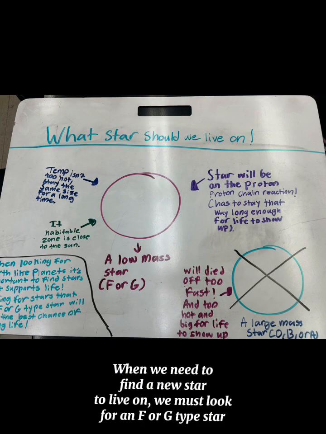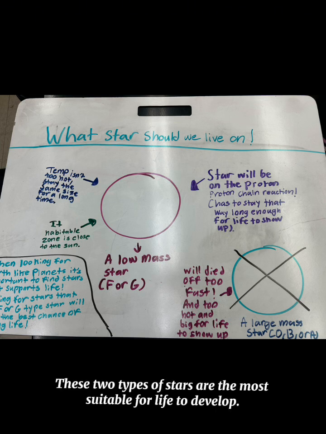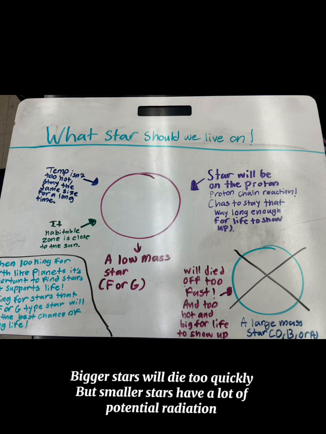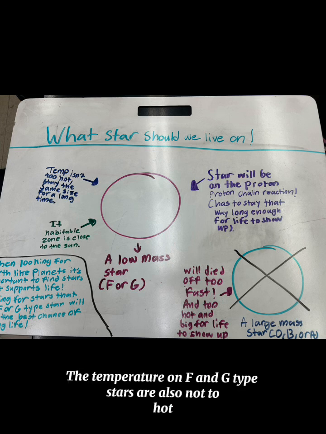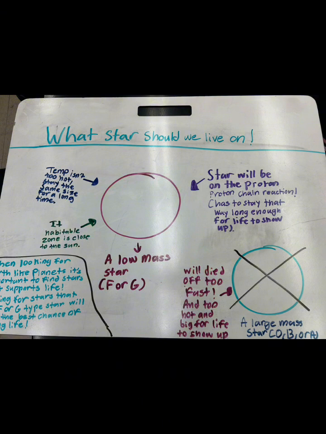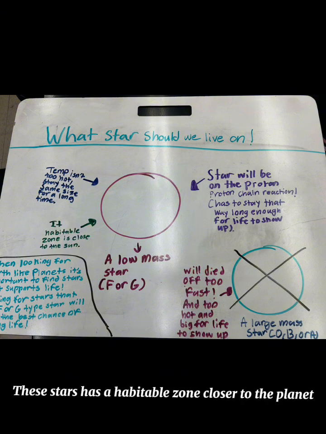When we need to find a new star to live on, we must look for an F or G-type star. These two types of stars are the most suitable for life to develop. Bigger stars will die too quickly, but smaller stars have a lot of potential radiation. Smaller stars also have bigger solar flares, which makes them really dangerous. The temperature on F and G-type stars is also not too hot. These stars have a habitable zone closer to the planet.